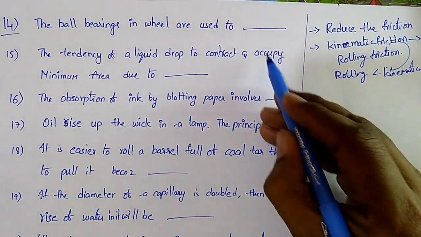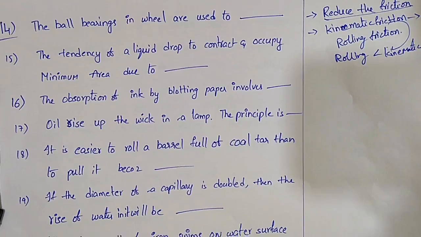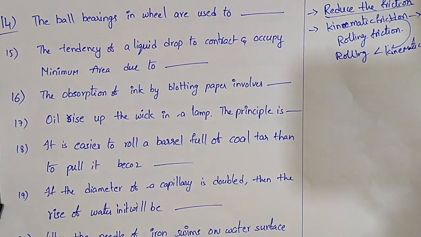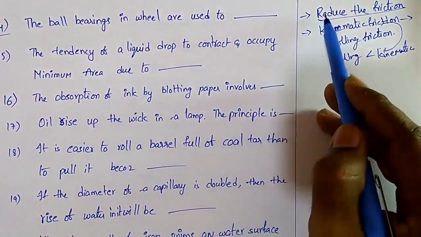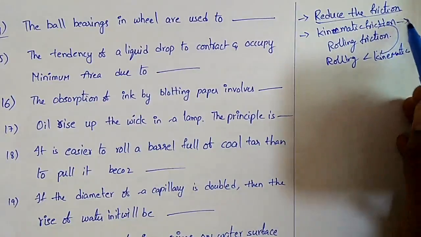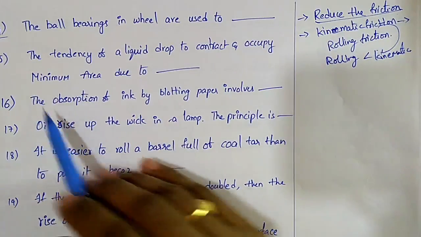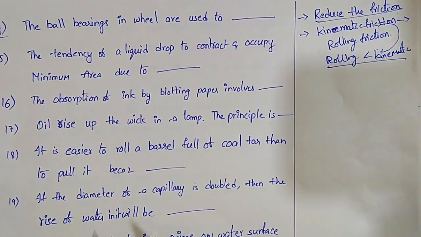So that's why the friction will be reduced. Okay. And the next one here, the ball bearings in wheel are used to reduce the friction, are used to convert the kinematic friction into rolling friction. And here always the rolling friction is less than that of kinematic friction.